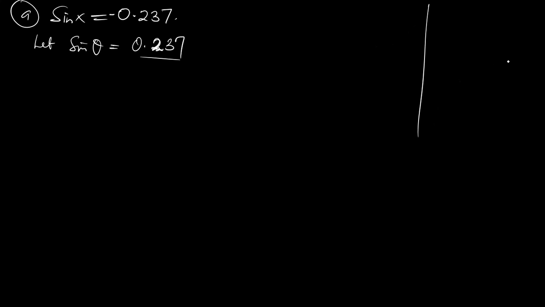Sine x equal to minus 0.23237. Now, but let sine theta be equal to 0.237, because we don't have negative values in the table. So now the negative value, we are going to sort it out with this quadrant.